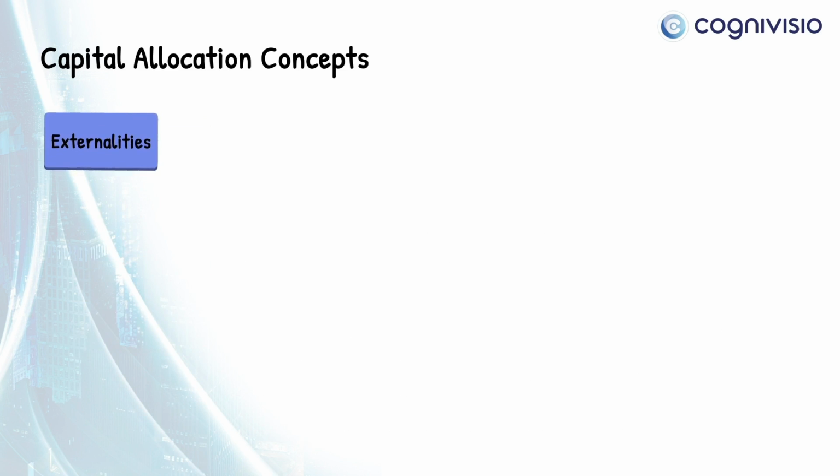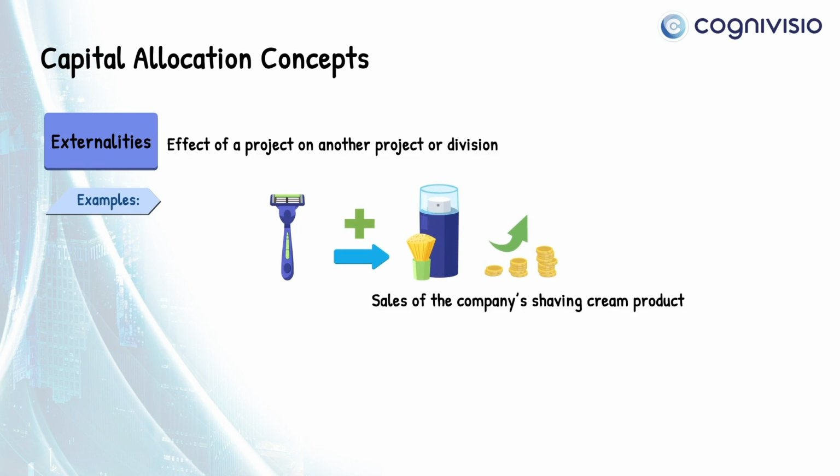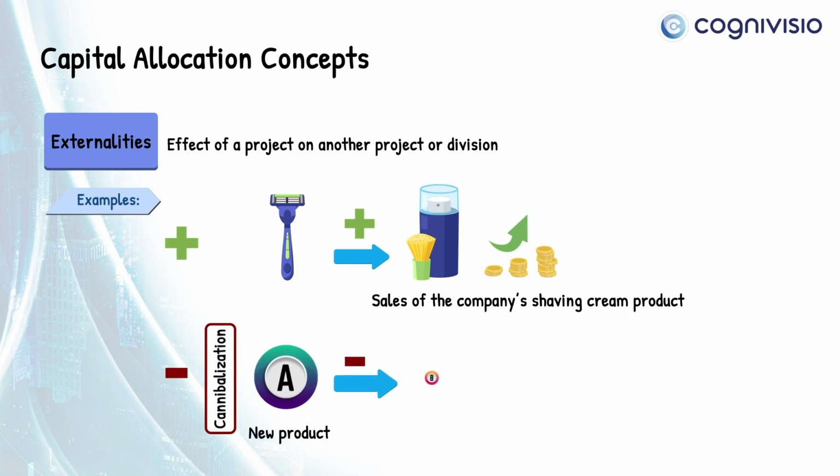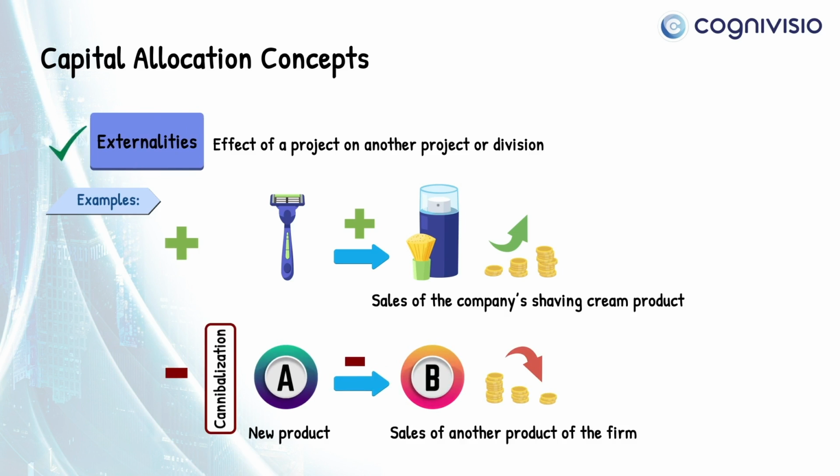An externality is the effect that the project, if undertaken, could have on another project or division. Externalities can be positive or negative. For example, if the introduction of razor blades is expected to positively affect the sales of the company's shaving cream product, the blades would have positive externalities. Conversely, cannibalization is an example of a negative externality, wherein a new product leads to a reduction in the sales of another product of the firm. Externalities should also be considered in the analysis.